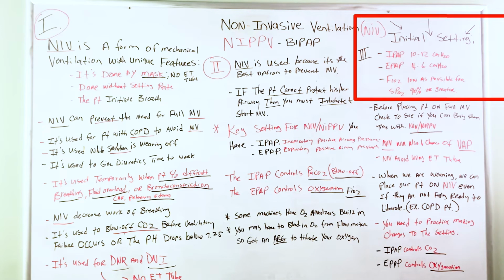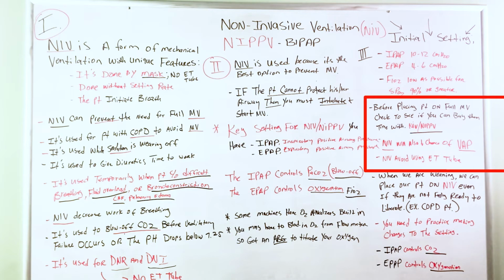Now, when it comes to initial settings for the BiPAP, here's what you need to know. Your IPAP setting should be set between 10 and 12 centimeters of water. The EPAP should be set between 4 and 6 centimeters of water. And FiO2 should be as low as possible, as long as you can maintain a good sat of 90% or greater. Okay? That's why you need to get that ABG unless that analyzer is built in.